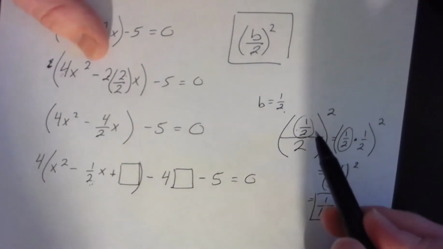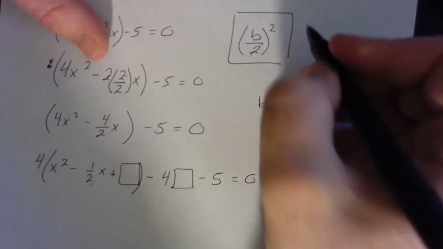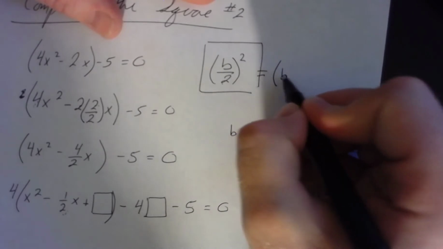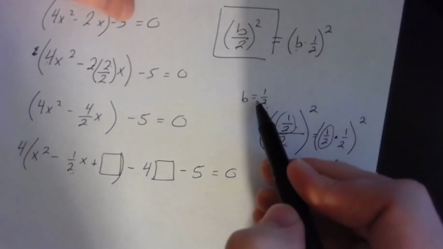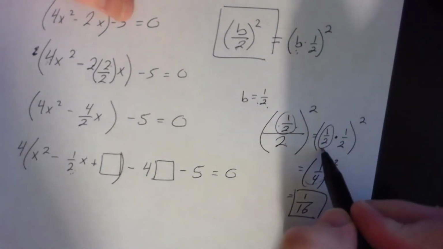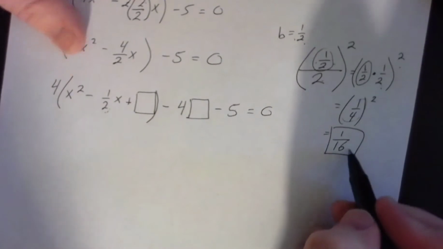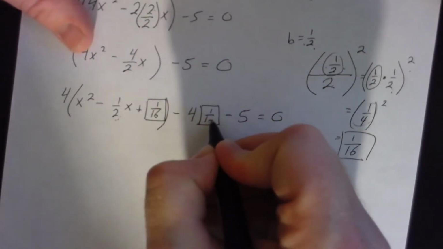1/2 divided by 2 is really the same thing as 1/2 times 1/2. And again, if you're not comfortable with that, this thing right here is the same thing as b times 1/2, to the power of 2. So if my b is 1/2, 1/2 gets plugged in there, 1/2 stays right there, and it's all squared. So 1/16 is what's going to go right here, and what's going to go right here.